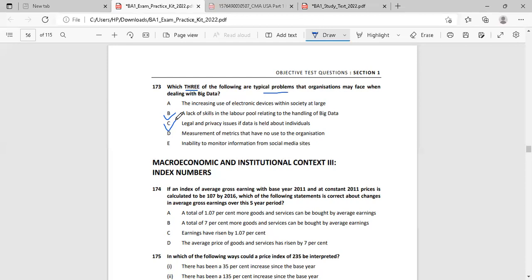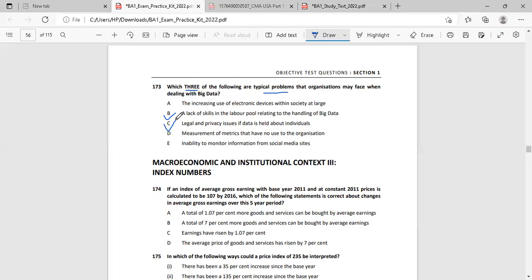So that is another problem. Then measurement of metrics that have no use to the organization. Last one says inability to monitor information from social media sites. See, measurement of metrics: when the data is collected, which is large in size, after the data is collected, the data is grouped into clusters. The data is arranged into tables, etc.